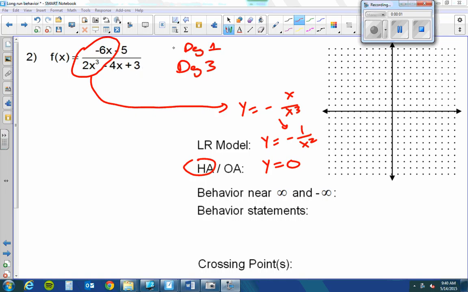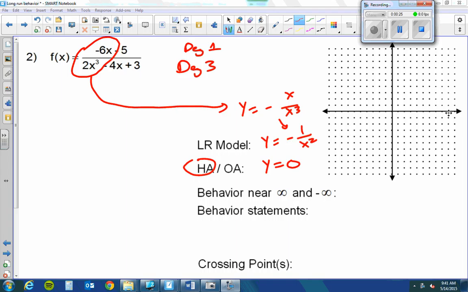First of all, it's a proper rational function because the numerator has lower degree. And since it's a proper rational function, the asymptote is automatically y equals 0. For the model, you take the lead term of the numerator and the lead term of the denominator, and simplify that ratio. You ignore the numbers, you just need to get the sign right. And simplify, and you get negative 1 over x squared.